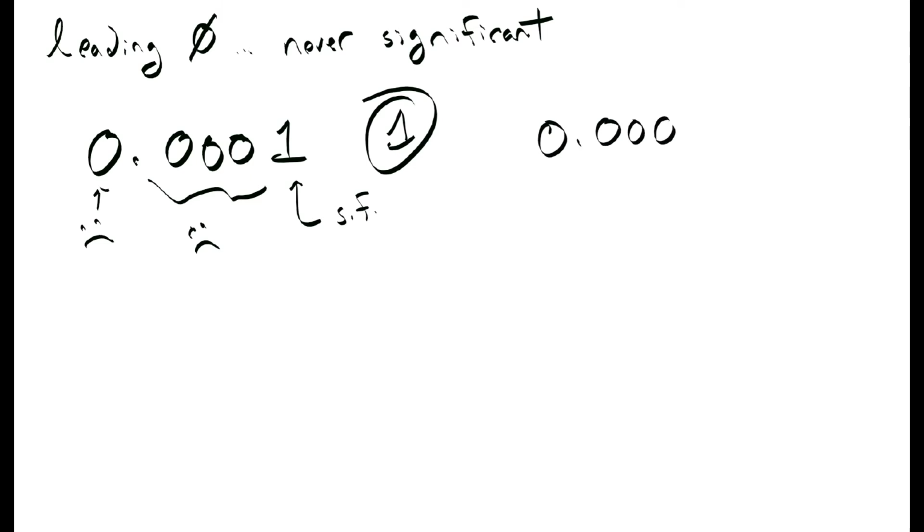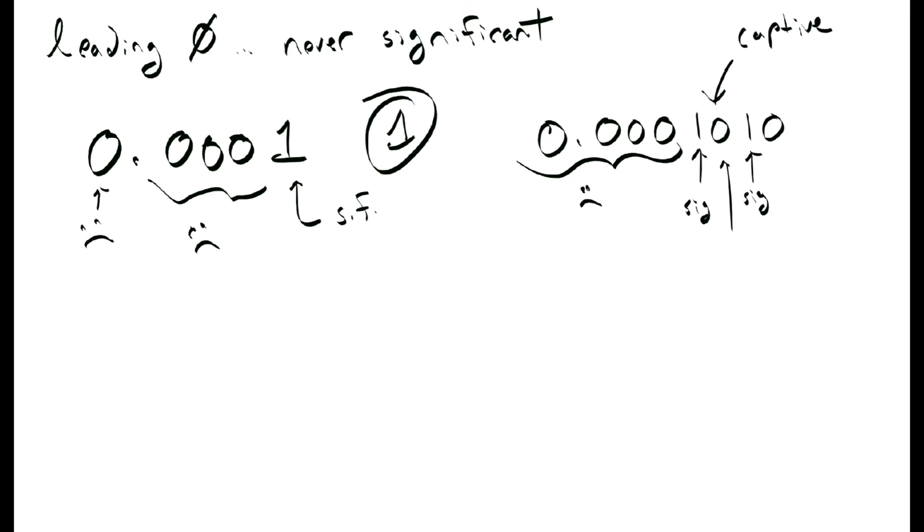Conversely, 0.0001010. These 4 leading zeros, not significant. 1 and 1, those are each significant. This 0 over here in the middle, that's also known as a captive 0, because it's captured in between other significant figures. Therefore, it is significant. And finally, we have a trailing 0 after the decimal place, so it's significant. And this number has 4 sig figs.